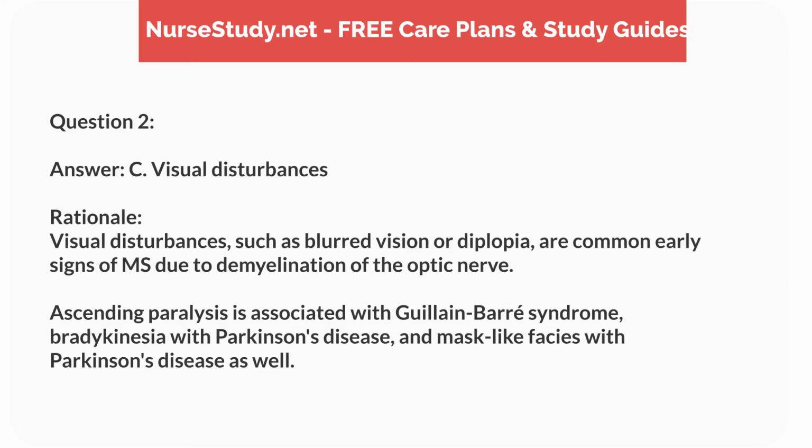Answer. C. Visual disturbances. Rationale. Visual disturbances, such as blurred vision or diplopia, are common early signs of MS due to demyelination of the optic nerve. Ascending paralysis is associated with Guillain-Barré syndrome, bradykinesia with Parkinson's disease, and mask-like facies with Parkinson's disease as well.